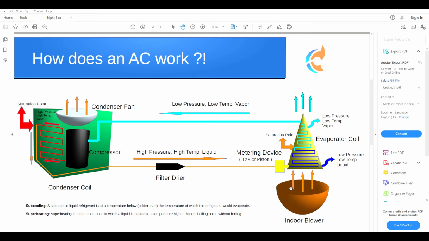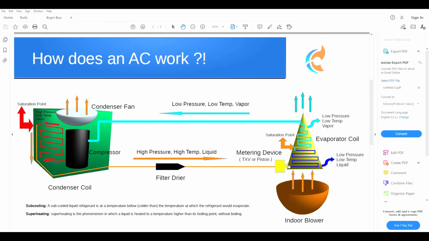Just to give you an example here. Having a higher superheat simply means that your saturation point is going to be very close to the entrance of this coil, or technically very close to your metering device, right after the metering device. When you have a high superheat, that simply means that you either have a restriction in your system. It can be on the filter dryer, it can be on your metering device, or there is not enough refrigerant in your system.